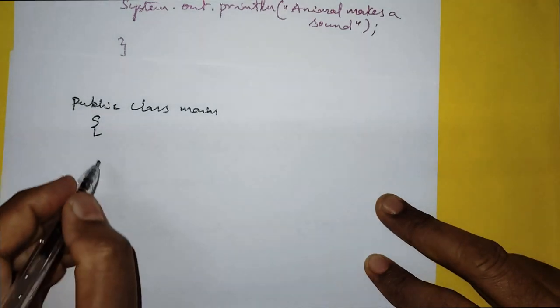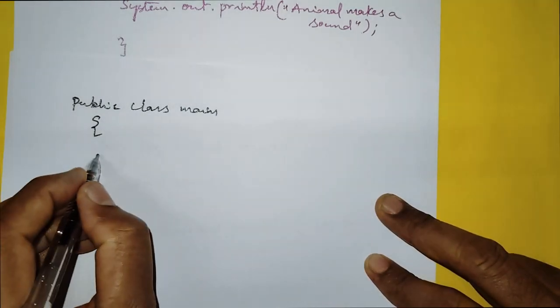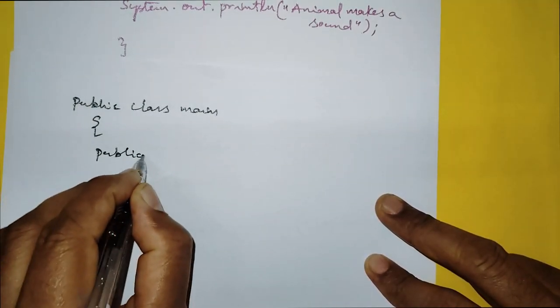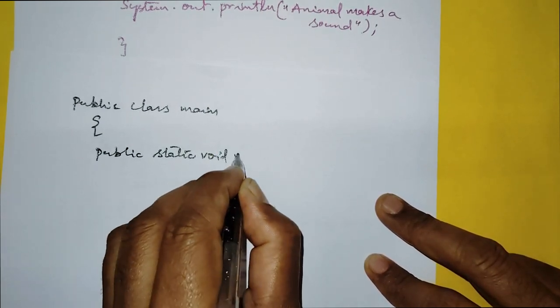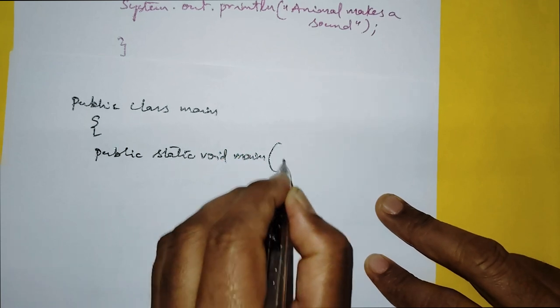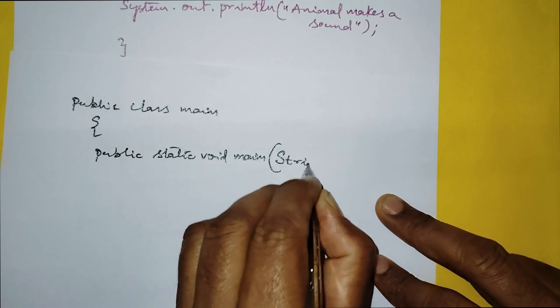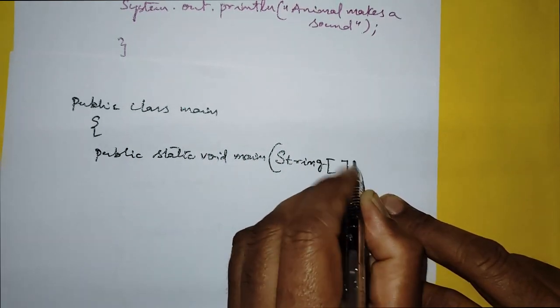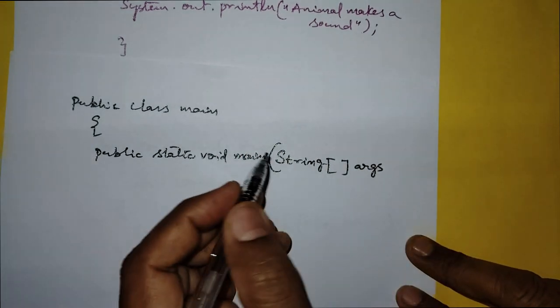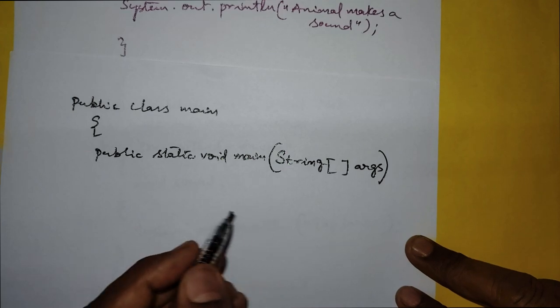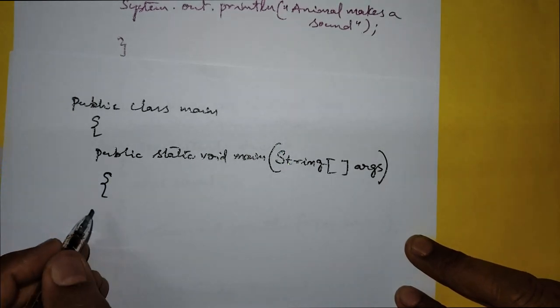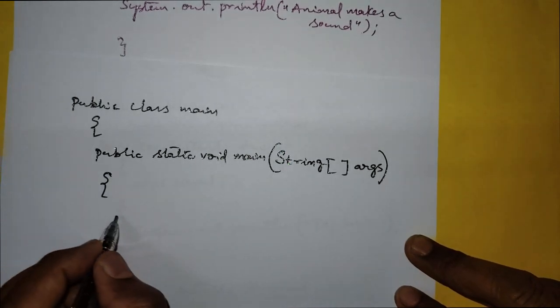Next, what are the steps here? Main method syntax: public static void main, capital String, args, an array of string arguments from the command line. The next line opens, what is that here?